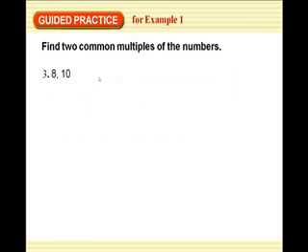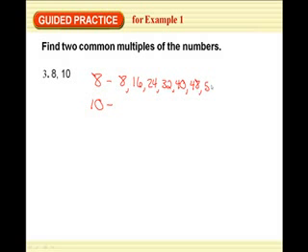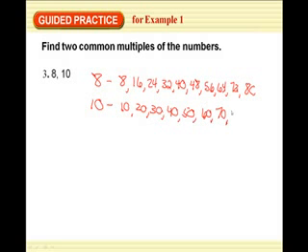8 and 10, and I know sometimes it's easy to tell what they are. It's just nice to practice the multiples, kind of help us practice our facts. See if I can count by 8s. 8, 16, 24, 32, 40. There's one of them. 48, 56, 64, 72, and 80. And so for 10: 10, 20, 30, 40, 50, 60, 70, 80.